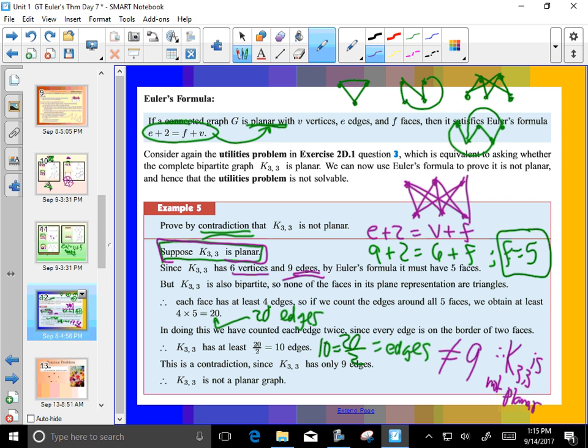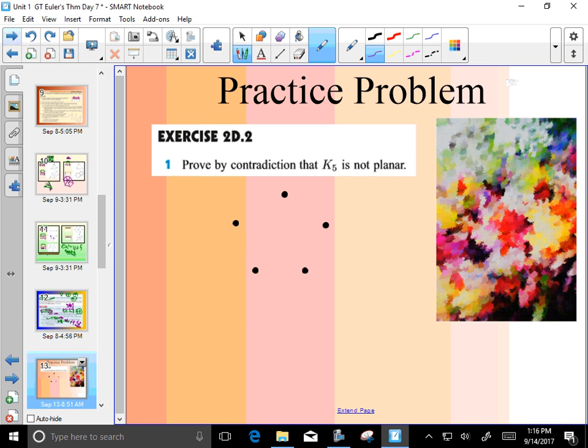So one more time, what I did is I assumed that it was planar, figured out the vertices, faces, and edges, and then I figured out how many edges on a face. Once I knew how many edges on a face, I estimated how many edges there should be. Then when I divide by 2, I get the total edges. This is edges on faces. This is total edges here. And those aren't equal, so therefore it's not planar, is how we proved it. I'm going to give you a chance to do that. Go to the next slide.